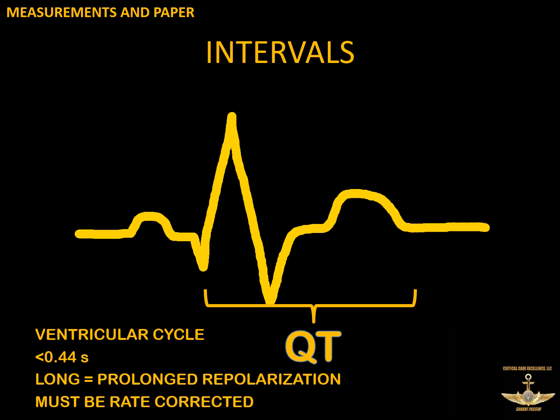The QT interval is one of the least talked about parts of this, and it's actually pretty important. And it represents the entirety of the ventricular cycle. So it starts from the beginning of the Q wave all the way through the end of the T wave. So it covers ventricular depolarization and repolarization. And in order for it to be clinically relevant, you have to correct it for the rate. We're not going to get into that.